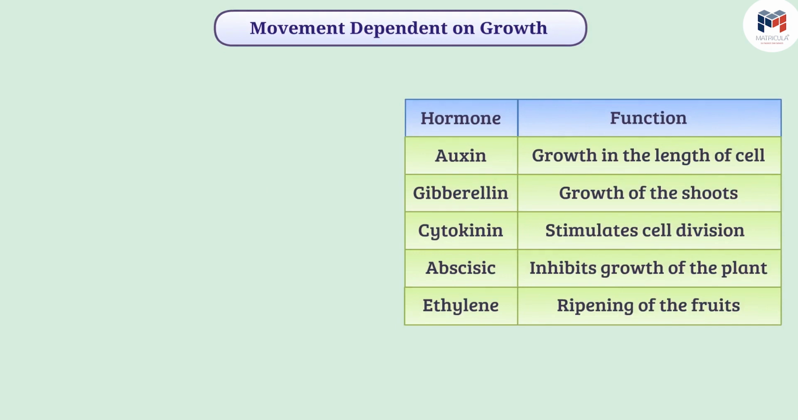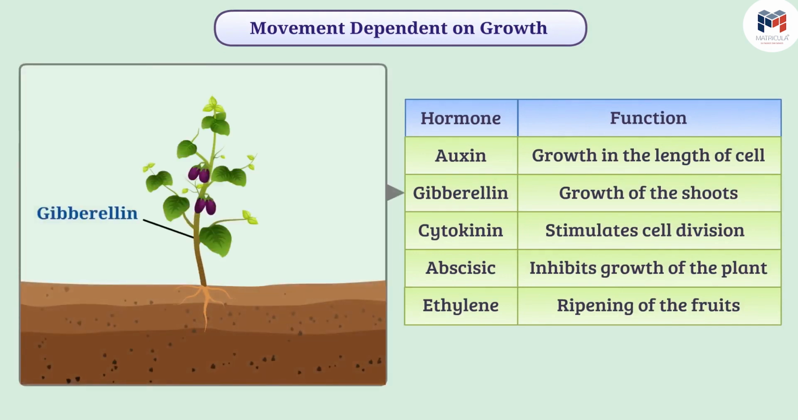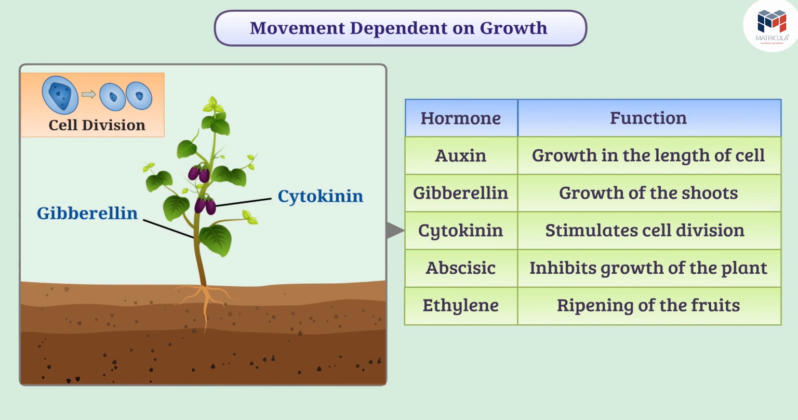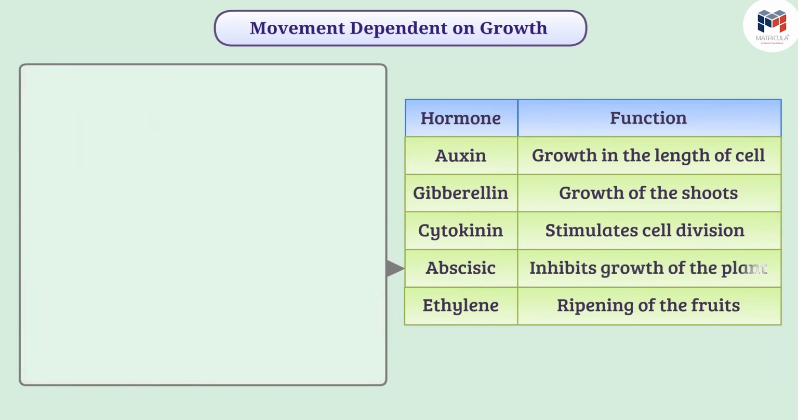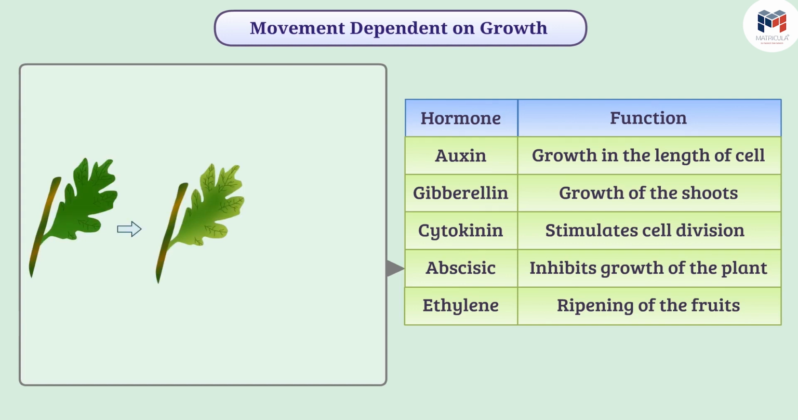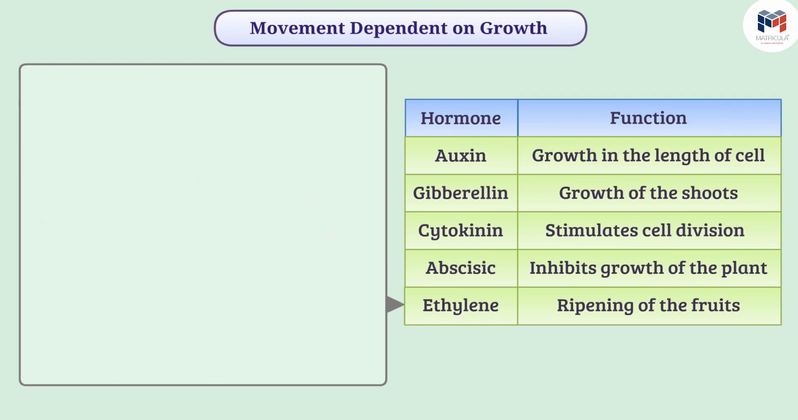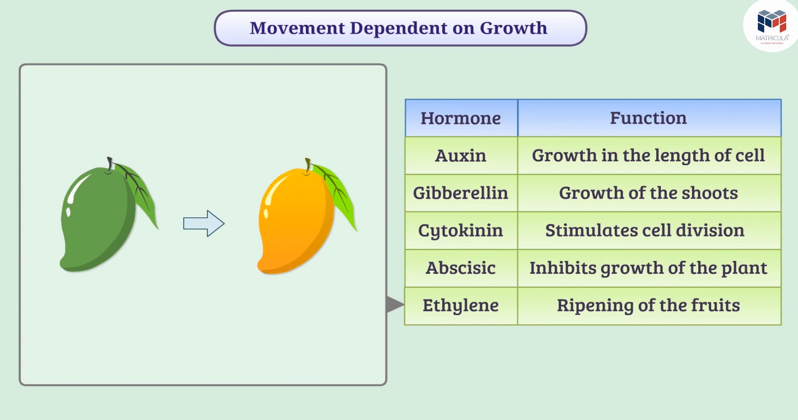In the same way, the hormone gibberellin causes growth of the shoot of the plant. Hormone cytokinin stimulates the division of the cells. Therefore, the concentration of cytokinin is higher in plant parts like fruits and seeds. Auxin, gibberellins, and cytokinin help the plant to grow. However, hormone abscisic acid inhibits the growth of the plant or plant part. For example, abscisic acid causes the leaves to turn yellow from green, which results in the wilting of the leaves. Hormone ethylene, which is a gaseous hormone, causes the ripening of the fruits. In the same way, various plant hormones help the plant to grow, develop, and to control and coordinate various environmental stimuli.